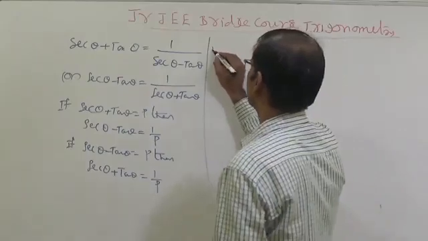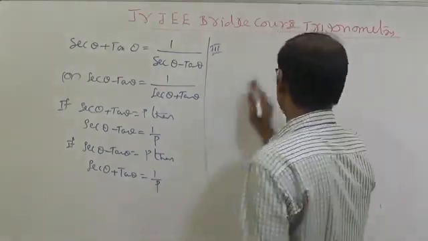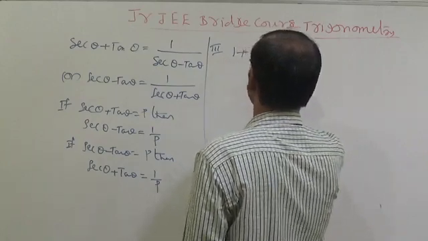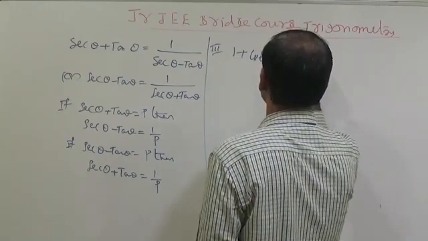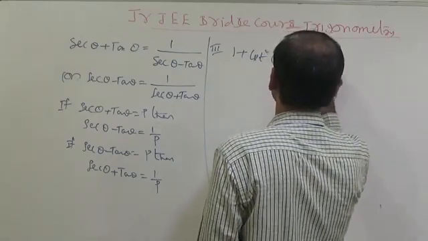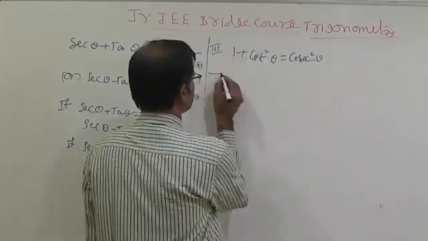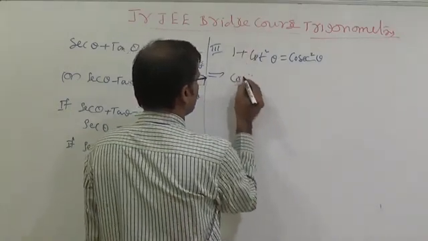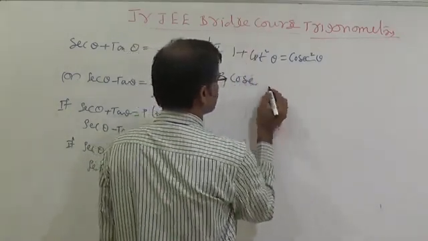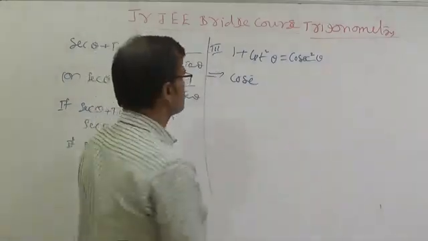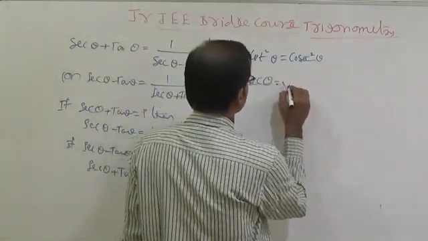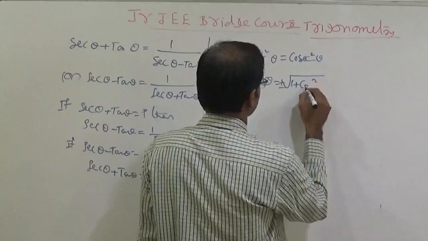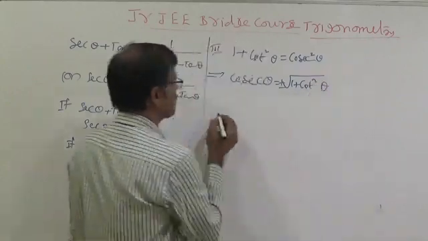Next, Roman number 3 subformulae. First formula is that 1 plus cot square theta is equal to cosecant square theta. So if we need only cosecant theta, not cosecant square, you can write plus or minus root of 1 plus cot square theta.